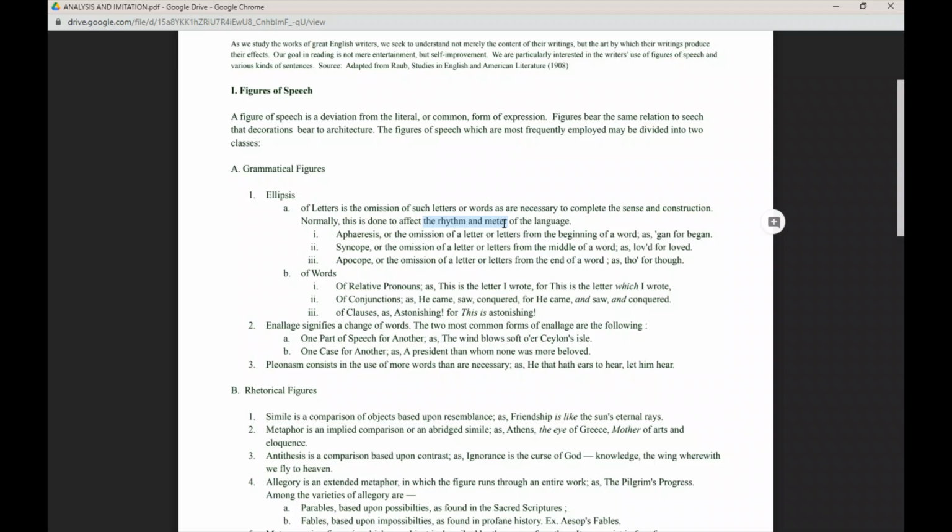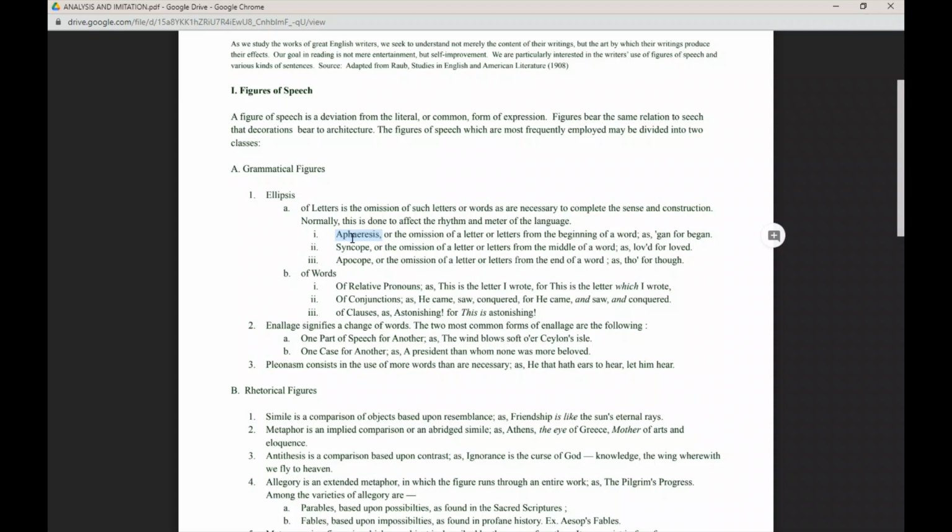So we would normally find this in poetry, and we'll find this all through our readings in English literature. Normally it's in poetry, but sometimes it is used in prose by authors who are concerned with making their prose flow more smoothly. All right? And we see that with regard to ellipsis, where we have letters omitted in writing, there are three different kinds. And they've got some fancy names, which I'll teach you the pronunciation of.